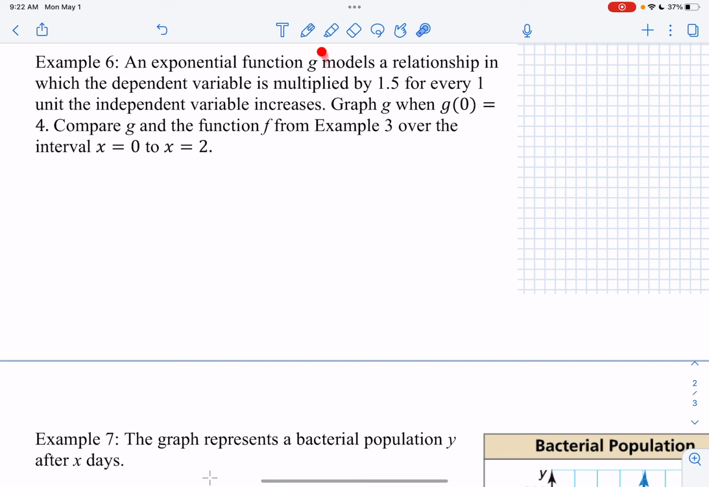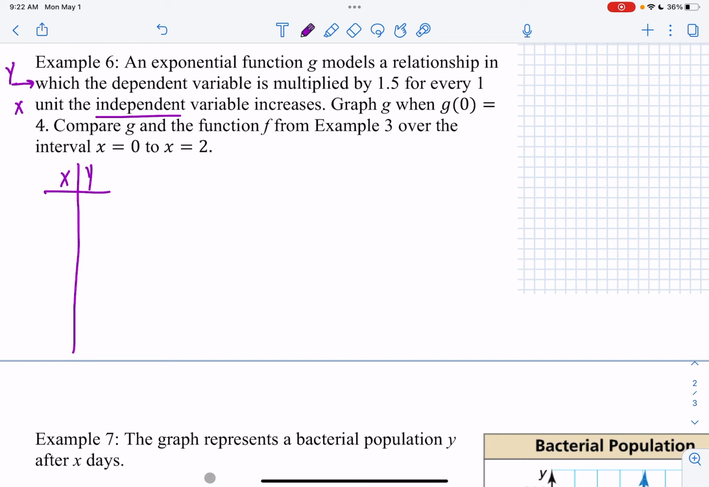G is the name. It models a relationship in which the dependent variable depends on the other. So it would depend on what you put in, on what you get out. That dependent variable is the y. The dependent variable is multiplied by 1.5 for every 1 unit on the independent, and the independent there would be our x. So I'm going to create a bit of a table.